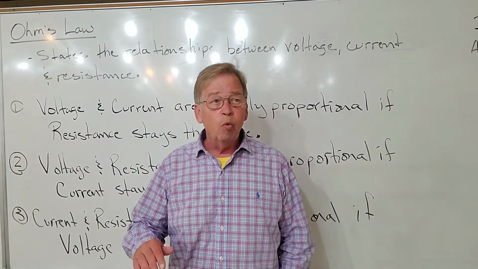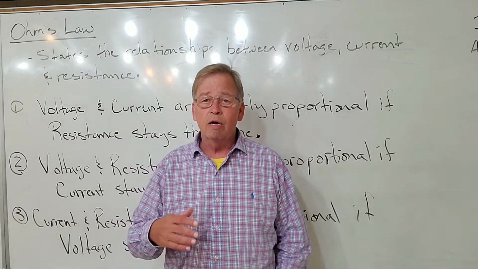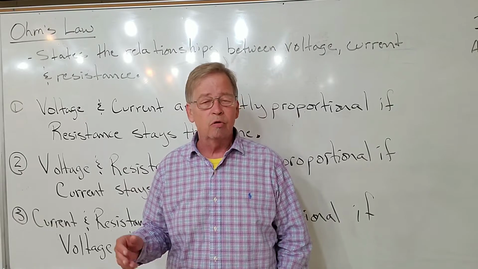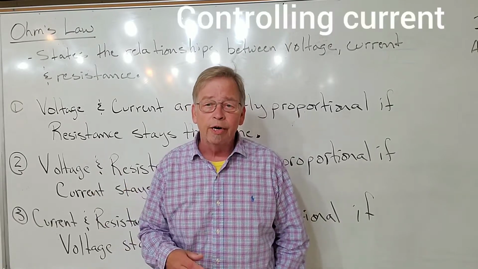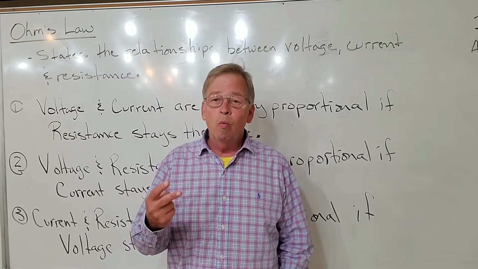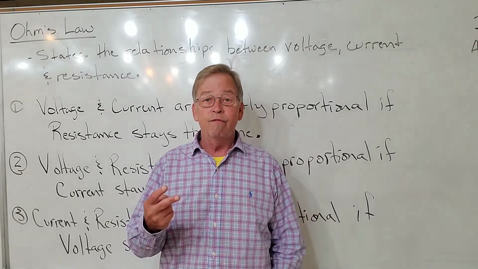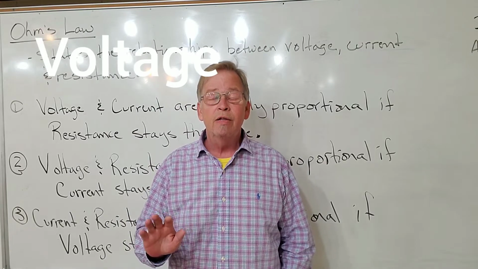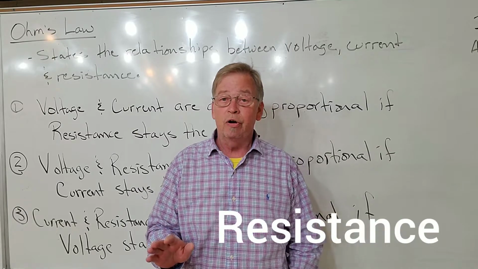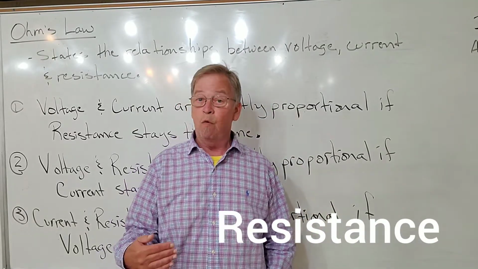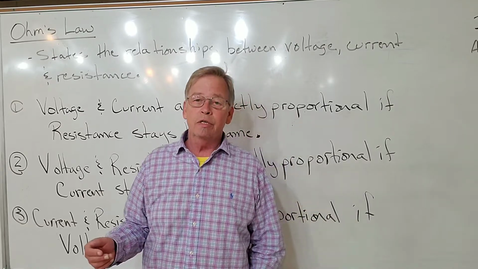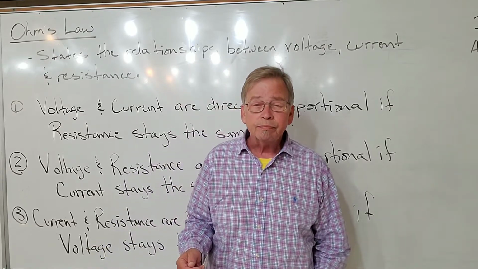Now, we've learned all this time that electronics and electrical theory is all about controlling current flow, the movement of electrons. And we've learned that there are really two ways of controlling current. I've got the force behind the current that makes it go, and I've got the force in front of the current that actually slows it down. The force that makes it go is called voltage, and the force that slows it down is called resistance.